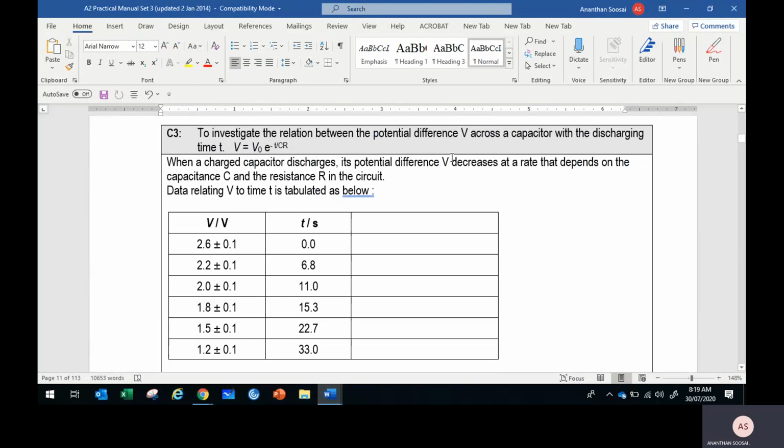This is about a capacitor. The voltage across a discharging capacitor is V equals V naught e to the negative t over CR. This is the actual discharging formula for the capacitor, which is not in your syllabus, but they can put it in the practical, do the graph.